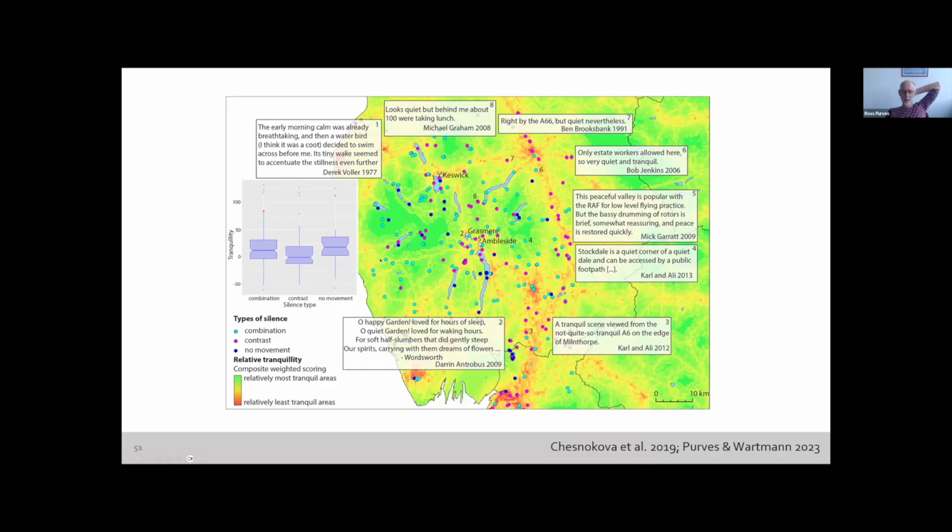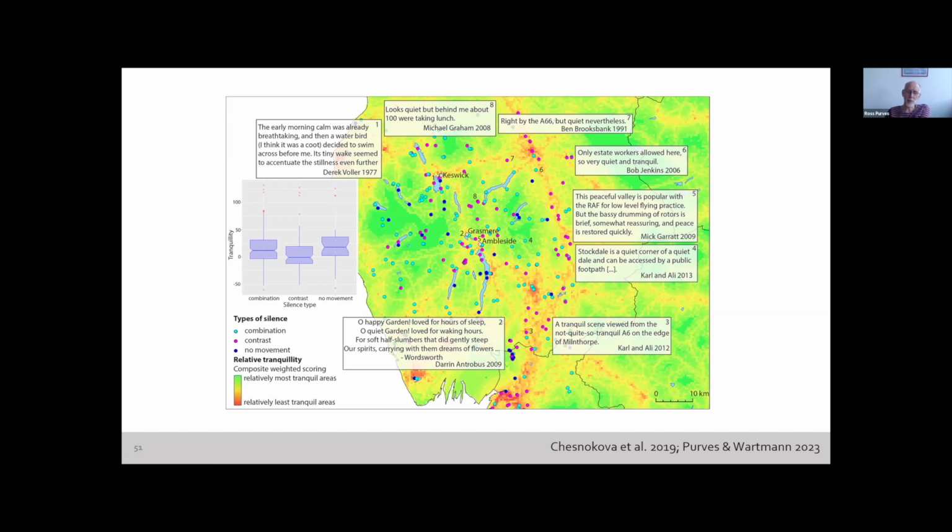We have these other things. We have combination. So I think over here we have a combination example where the early morning calm was breathtaking and a water bird decided to swim. Its wake, so the movement, accentuated the stillness. So that's a different sort of tranquility.